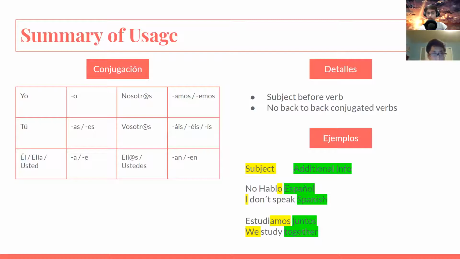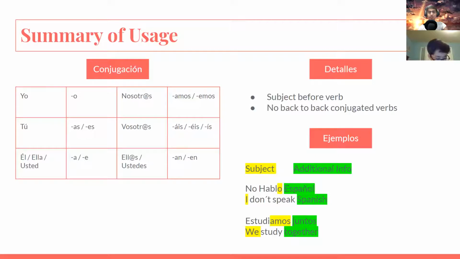So, for example, for the verb hablar, if I wanted to say I talk, I would say hablo. If I wanted to say you talk, I would say hablas. If I wanted to say he talks, I would say habla. If I wanted to say we talk, I would say hablamos. If I wanted to say you guys talk, I would say habláis. If I wanted to say they talk, I'd say hablan.